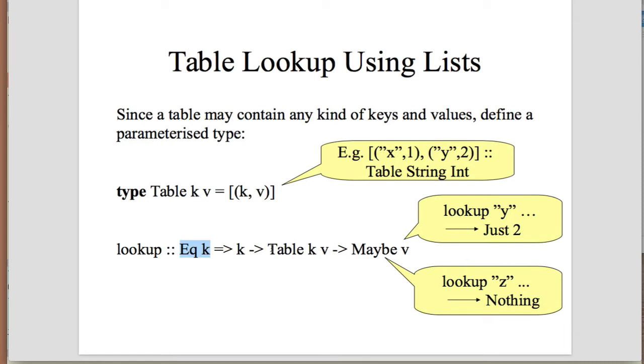And the idea is that when you look up a key in a table, you hope to get back a value V. But of course the key might not be in the table. You might look up a name in a telephone book that doesn't have a telephone number. And so that's why we get, in this case, a maybe result. We get maybe a value, and if the key is not in the table, we get nothing.